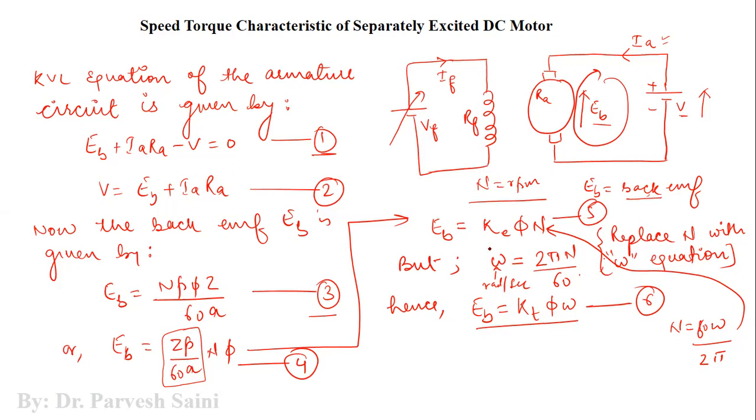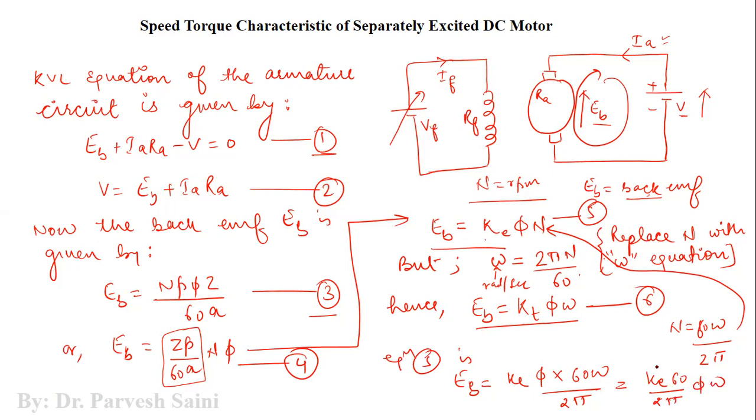So equation 5 is Eb is equal to Ke Φ, and we have 60 omega by 2π. So here Ke 60 by 2π Φ omega, this is nothing but Kt, right? This is another constant value.